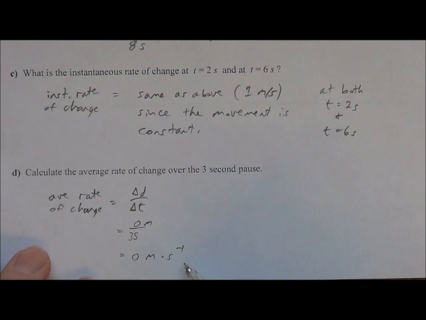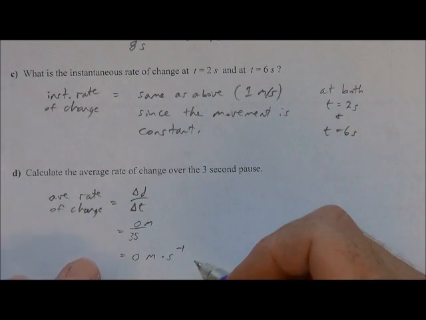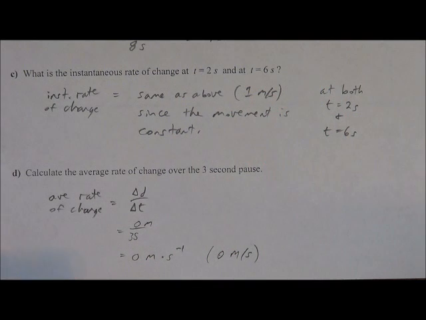That's just a different way of writing meters per second, just to keep it in one line. What do you have when you have a negative exponent? Yes, you take the reciprocal, which would then be the same as 0 meters per second.